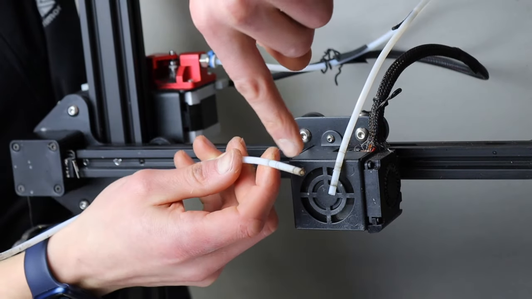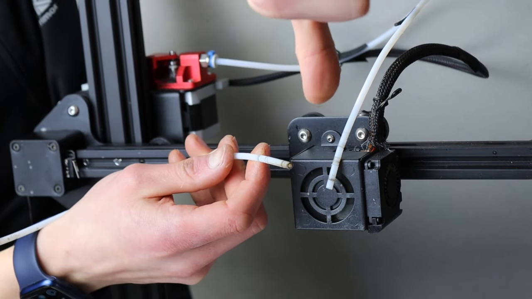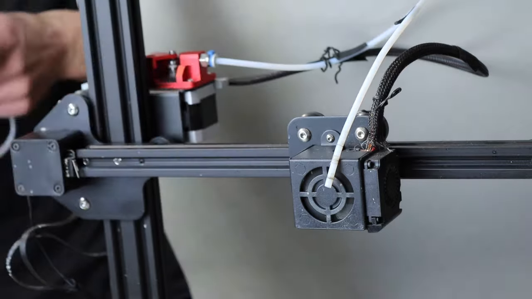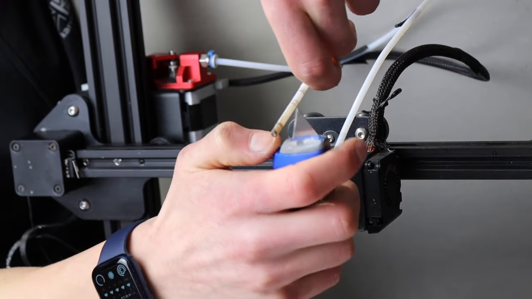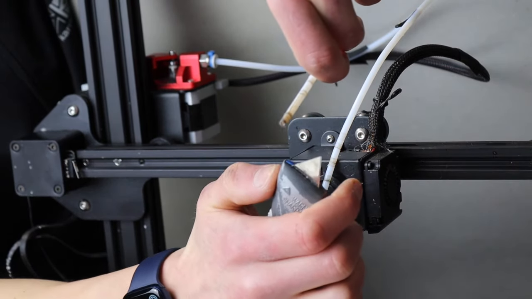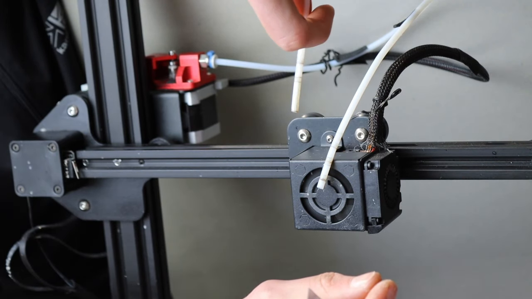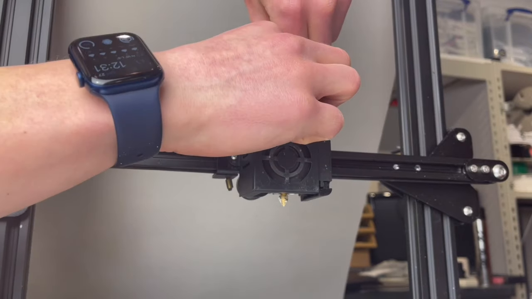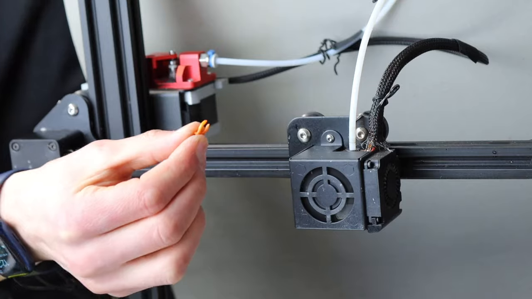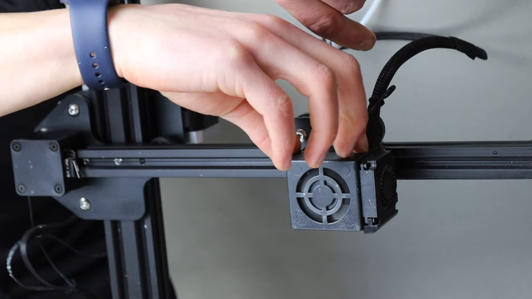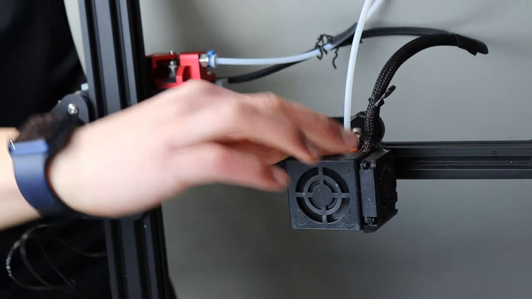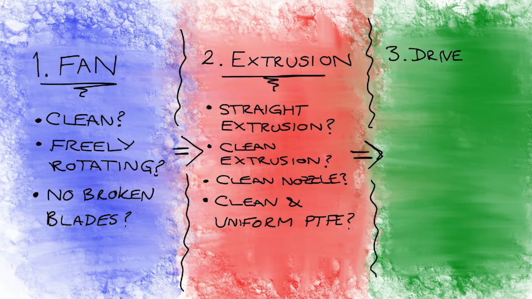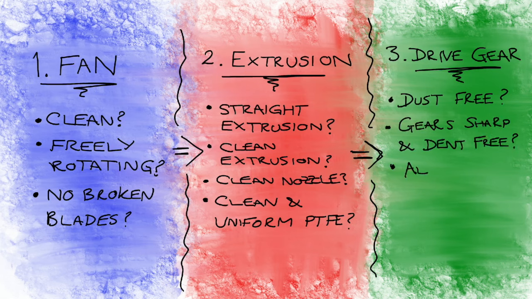What you can do, if you have enough length left in your Bowden tube, is just slice off that end section using a Stanley knife. A sharp knife is better than scissors because you're less likely to deform and deshape the PTFE tube as you cut it. If your PTFE tube does get too short, then you would have to replace the entire thing. Once that's all done, the tube can go back in, clip back on, and you're ready for the next step, which is inspecting the drive gear.